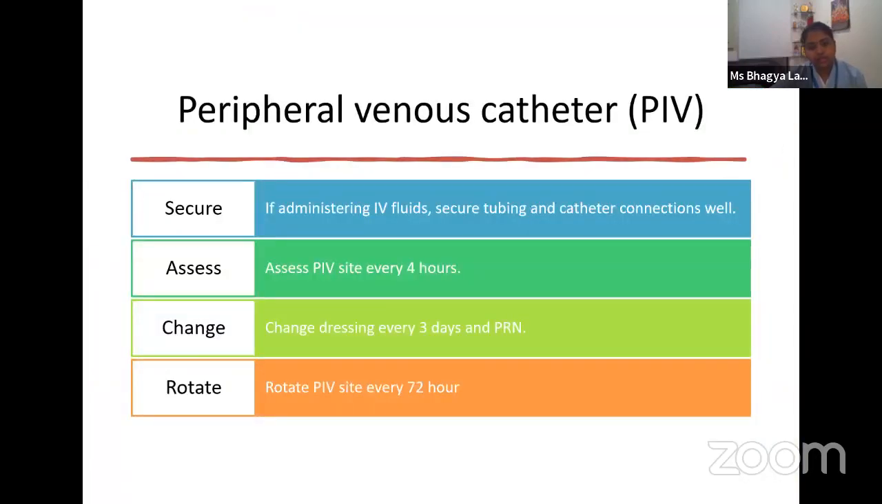This is about if the patient is on a central line, we are following the CLABSI bundle, as I have said. If it is a peripheral line, secure the line properly with the date and time, and assess the line for any signs of phlebitis. If you see any signs of phlebitis, change the peripheral catheter. Next slide.